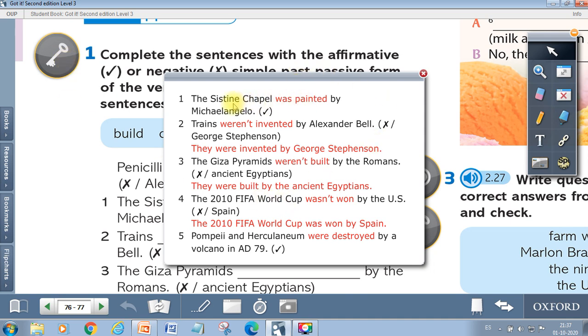Now you take a look at this one. It says, number 1, the Sistine Chapel was painted by Michelangelo. Affirmative. Number 2, trains weren't invented by Alexander Bell. Negative. And here you have the correction. They were invented by George Stephenson.